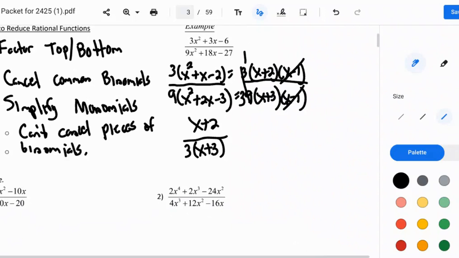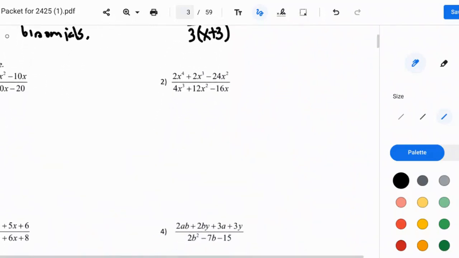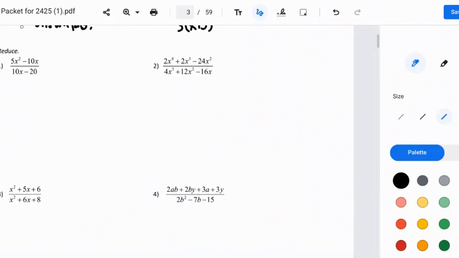So that's important. You can't cancel a part and a part. And that's good for that. All right, so let's do some examples here for reducing.